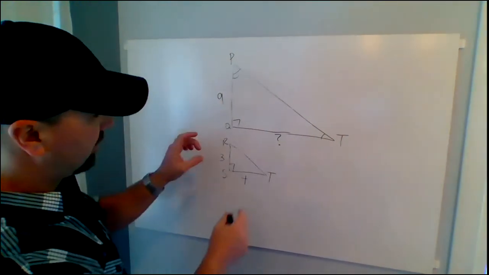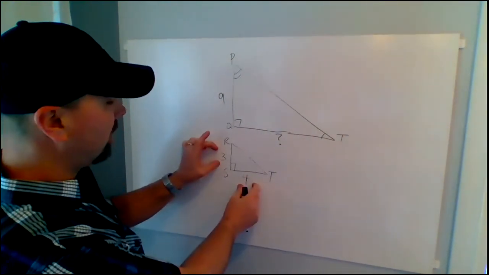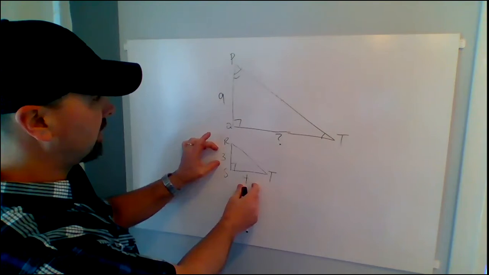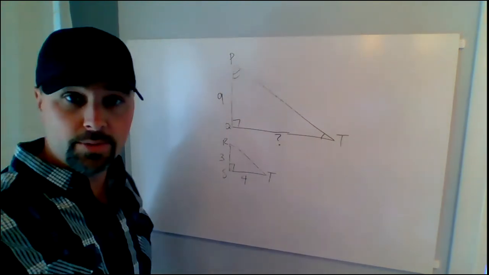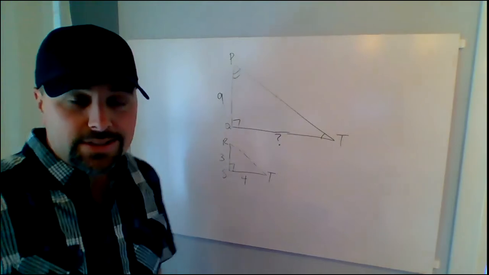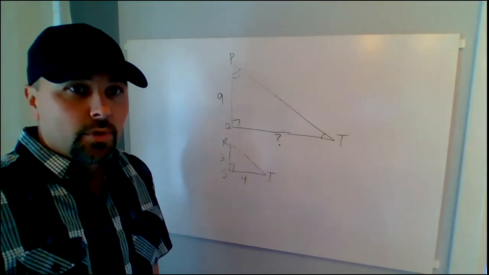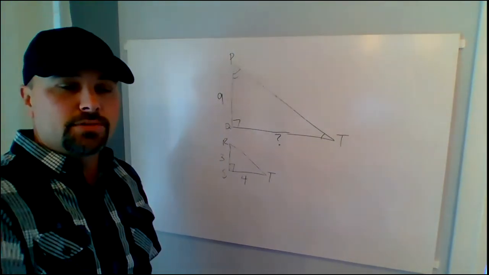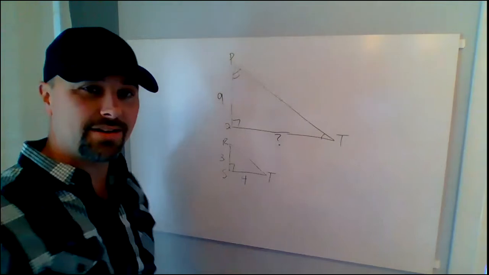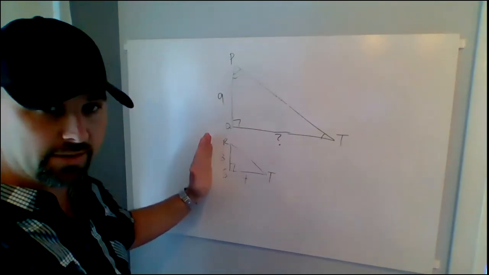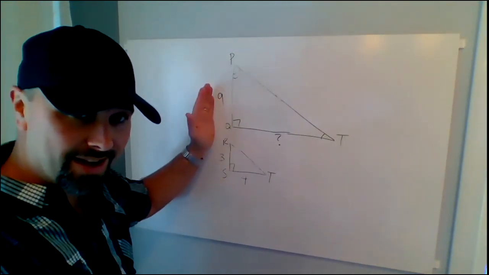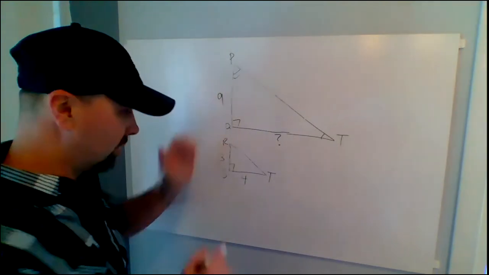So we have 3 and 4 in this bottom triangle, these two sides, and in the top triangle we have 9. Now remember, you can look and see if one triangle is an even number of times bigger than the other by comparing the same sides. So notice this side is 9 and this side is 3. 9 is exactly 3 times more than 3.